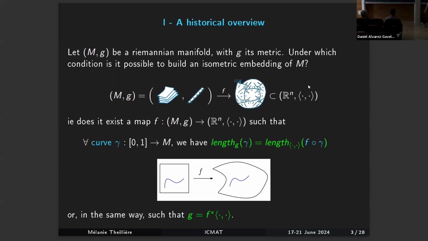So precisely, does there exist a map F from our Riemannian manifold to a Euclidean space of dimension n, such that for any curve in the initial map, the length of the curve for the metric G is equal to the length of the image of this curve by the map F? In the same way, we could say that we're looking for F such that the initial metric equals the pullback of the target metric by the map F. So we are looking for this map.